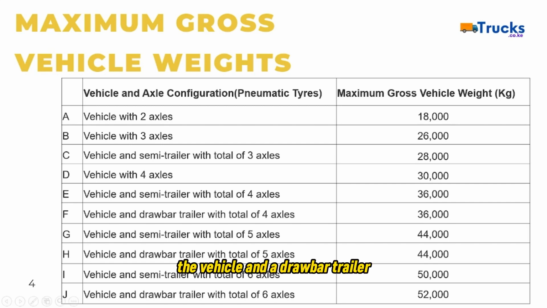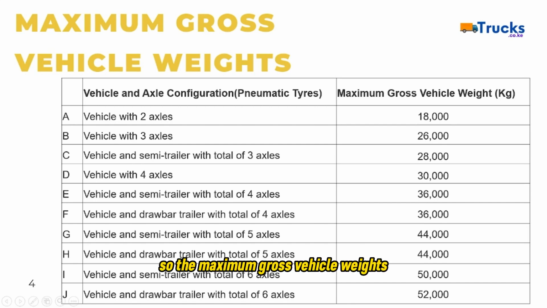The vehicle and a dropper trailer with a total of 5 axles, you will have a maximum of 44 tons also. So it's good to note that the dropper trailer and the semi-trailer usually fall in the same category for 5 axles and for 4 axles. But for 6 axles, the vehicle and semi-trailer with a total of 6 axles, you have a maximum of 50 tons. And for a vehicle and a dropper trailer with a total of 6 axles, you have to maintain a maximum gross vehicle weight of 52 tons. So that's an important distinction for you to identify.